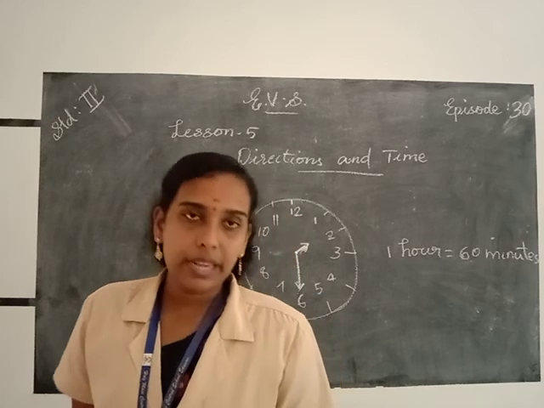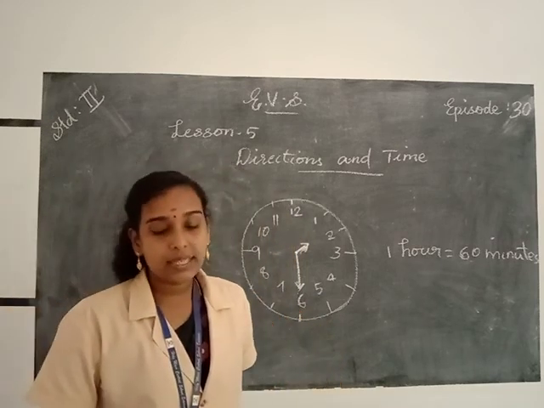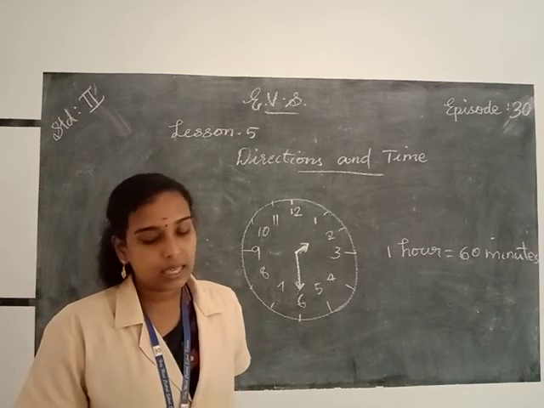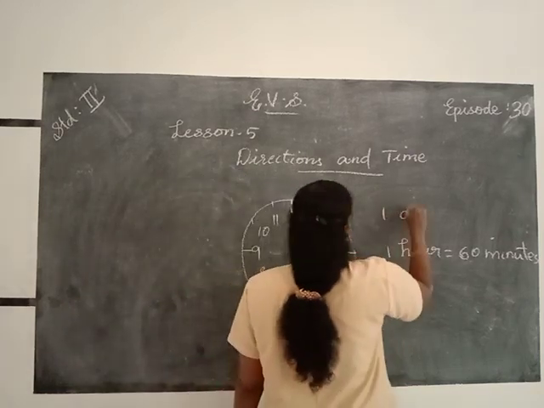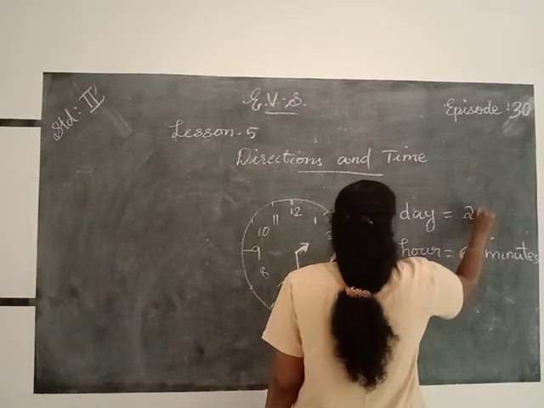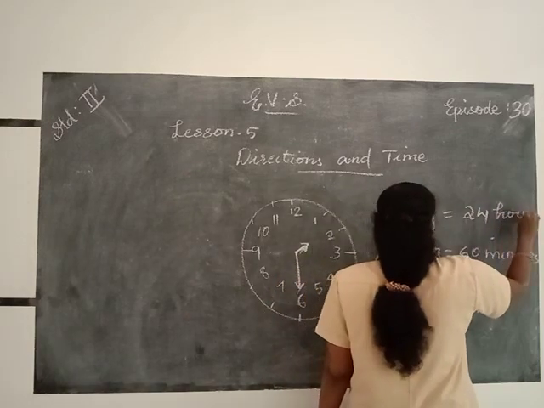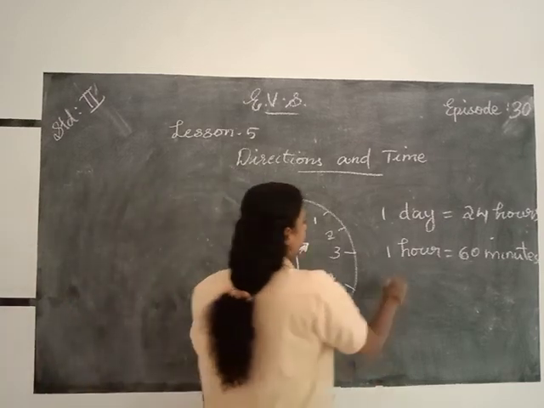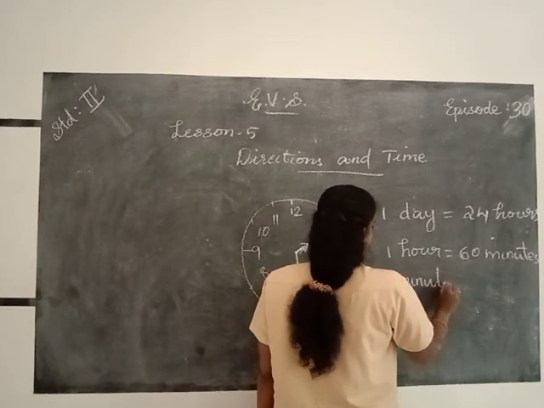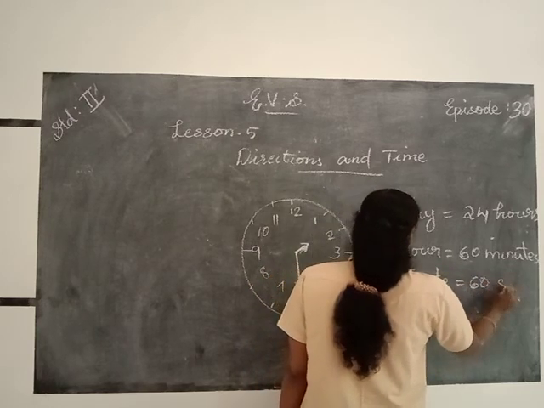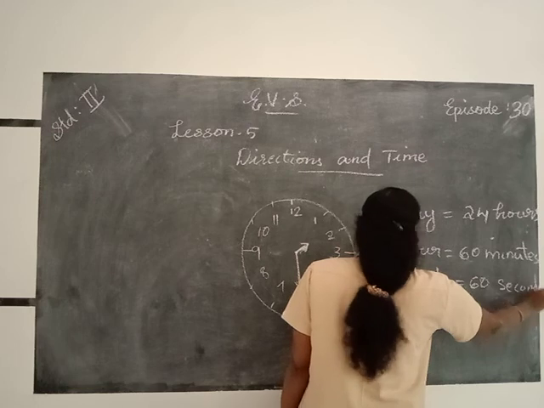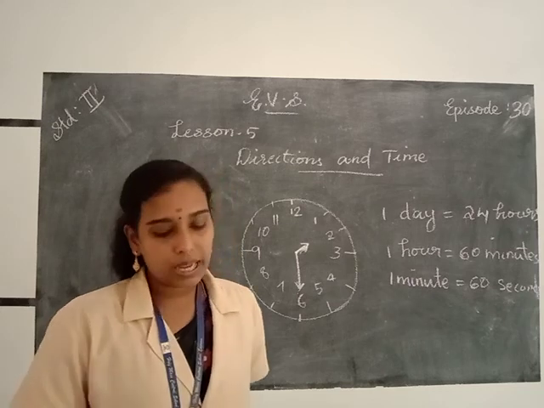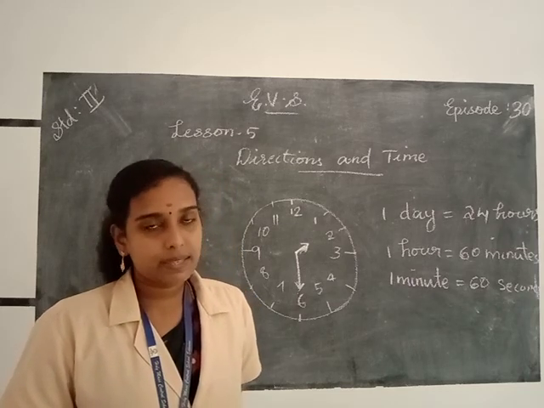And the 1 day is divided into seconds, minutes and hours. 1 day is equal to 24 hours. 1 hour is equal to 60 minutes. 1 minute is equal to 60 seconds. So, 1 day is equal to 24 hours, 1 hour is equal to 60 minutes and 1 minute is equal to 60 seconds.